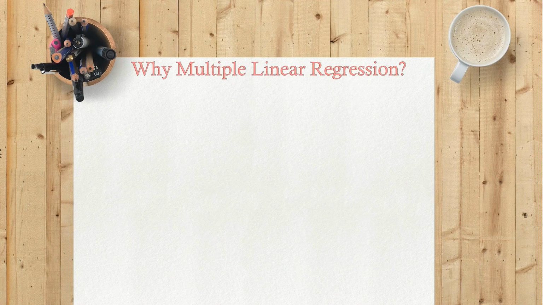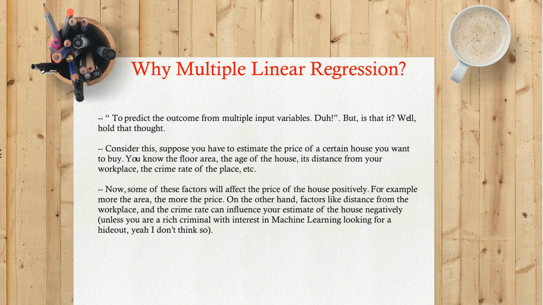Why multiple linear regression? To predict the outcome from multiple input variables. Duh! But, is that it? Well, hold that thought. Consider this: suppose you have to estimate the price of a certain house you want to buy. You know the floor area, the age of the house, its distance from your workplace, the crime rate of the place, etc. Now, some of these factors will affect the price of the house positively.